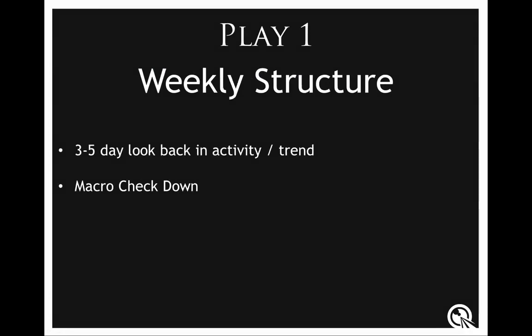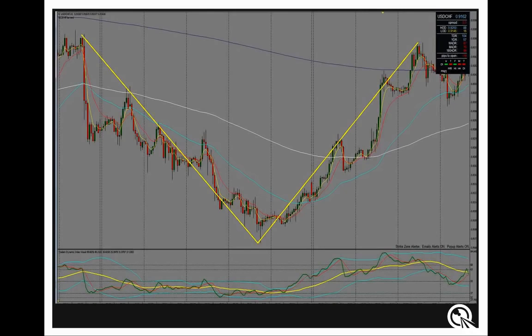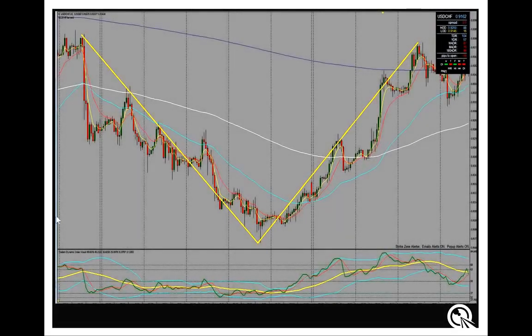Now, identifying the weekly structure is as follows. What we're doing is we're looking from an hourly chart, and we're taking a look back at activity for the last 3 to 5 days to determine what the trend has been. Okay, now here we have it playing out on a chart. Notice here that the high was set here, and we have 1, 2, 3, 4, basically 5 days of directional trend or drop, followed by a midweek reversal with 1, 2, 3, 4 days of rise. These are prime candidates to identifying what our weekly structure should look like.